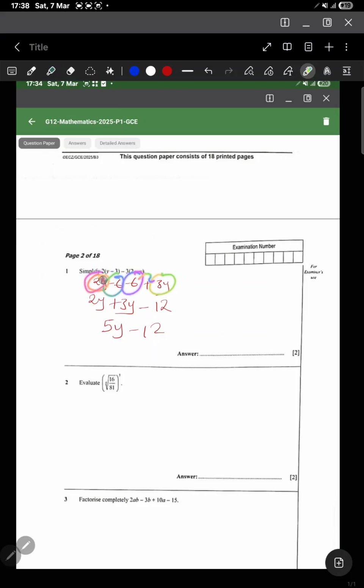The 2y and the 3y have given us 5y, and the negative 6 minus 6 has resulted in negative 12. That's how you solve these simplification of algebraic expressions. After you've gotten your answer in the exam, write that the answer is 5y minus 12. All right, that is how you should be able to solve simplification of algebraic expressions.